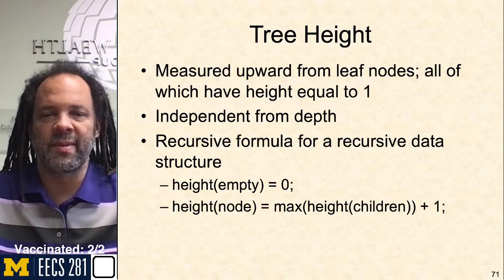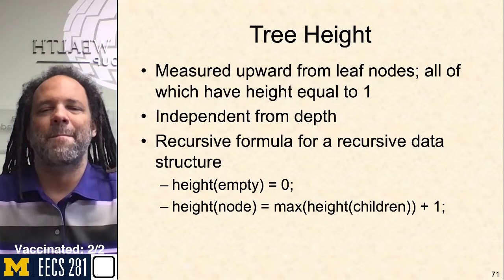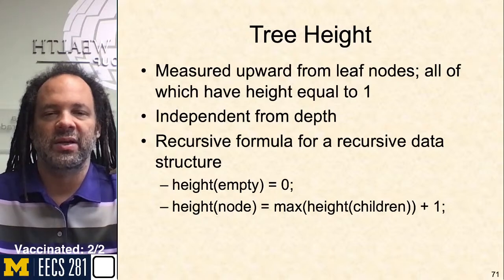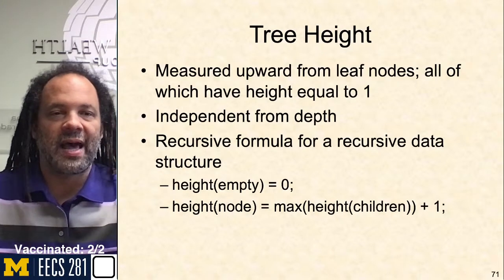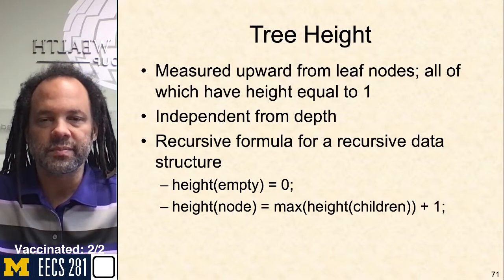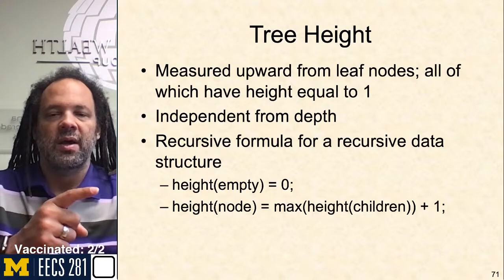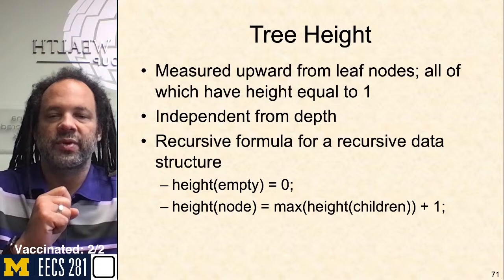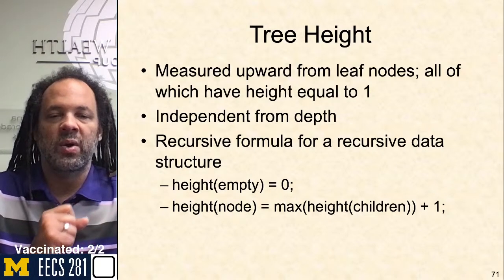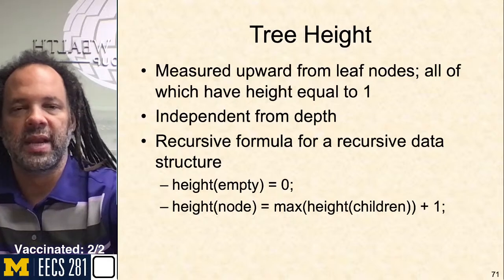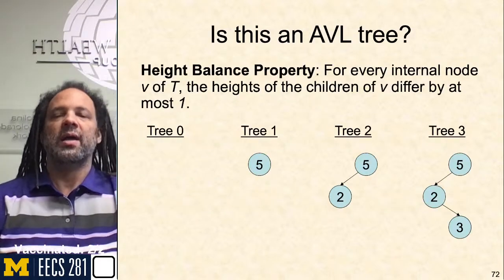Our height is independent from our depth. Remember, we measure depth from the root, and the depth is not really going to help us in this balancing, so we can completely leave that out of it. We do have this recursive formula for height, and we saw it on day one. We said height of an empty tree is 0, then height of any node is the maximum height of all of its children plus 1. Great. Now we know how to calculate the height of the tree.